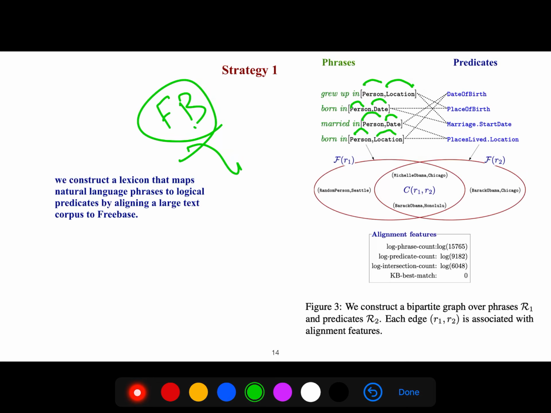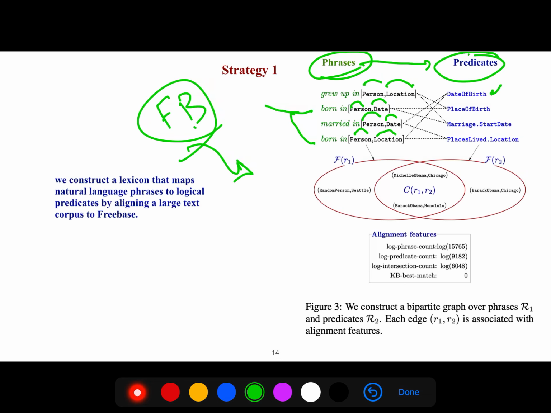Of course, we do some lemmatization because there are some ambiguities. For example, born in could be place or it could be date. So we do this because the type helps us to remove this ambiguity. And maybe this was the motivation for Freebase, I don't know. And the alignment, as I said, we want to map phrases to predicates.